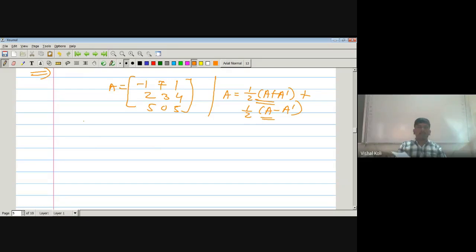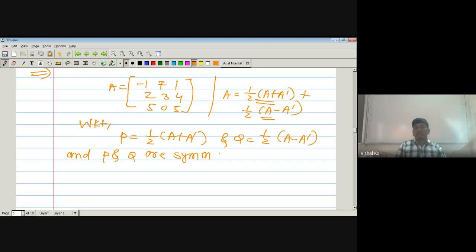So we know that P is 1/2(A + A transpose), and Q is 1/2(A - A transpose), and P and Q are symmetric and skew symmetric matrices respectively.